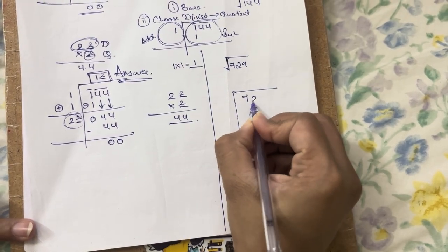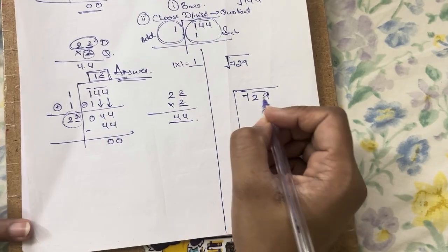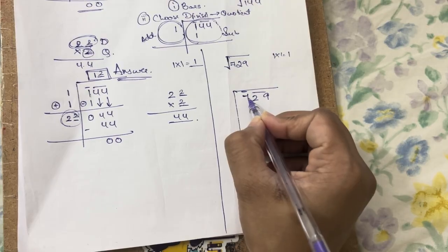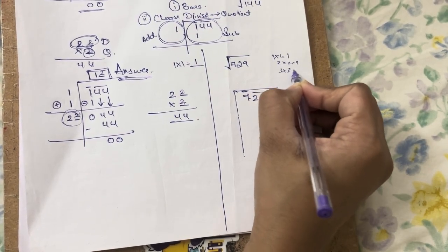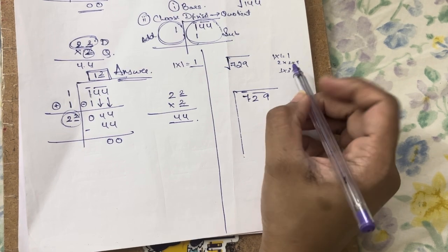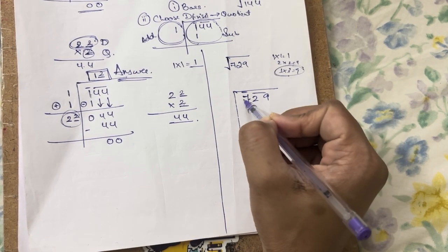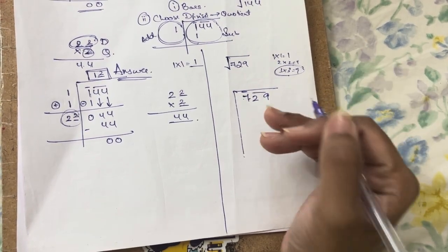So 729, bars on it. Okay, so here I see, if I do 1 times 1, it will be 1. I have to go to 7. 2 times 2 is 4. 3 times 3 is 9. So I cannot go to 3 times 3. Why can I not go to 3 times 3? Because 7 is less and this will exceed. So like in division, you choose a lesser number.